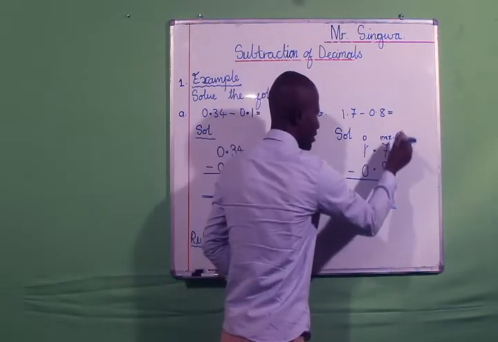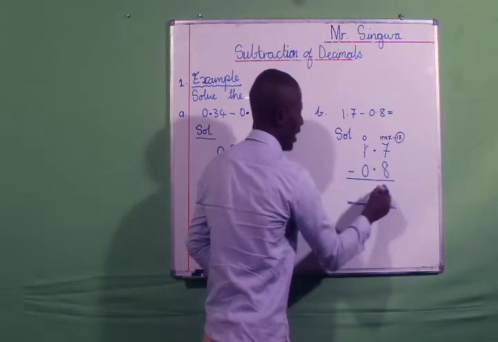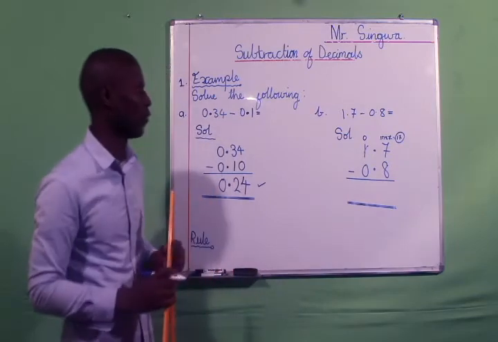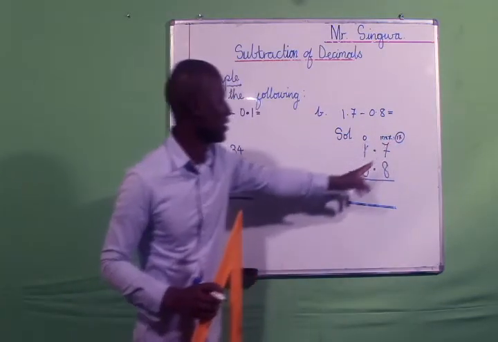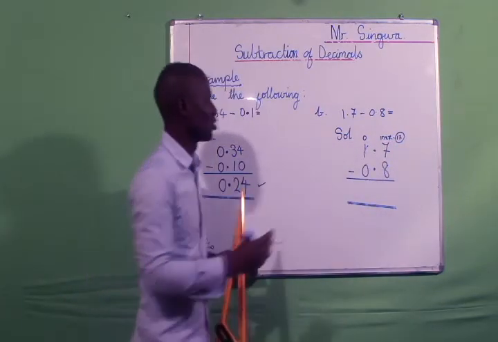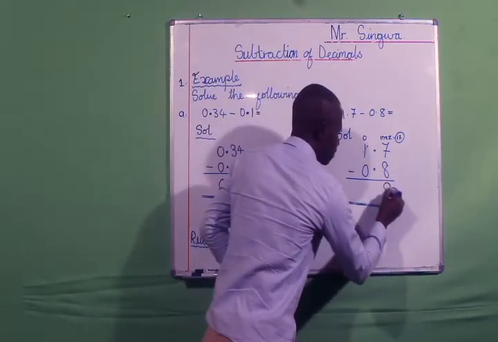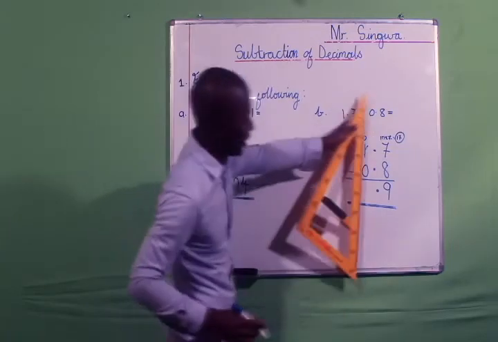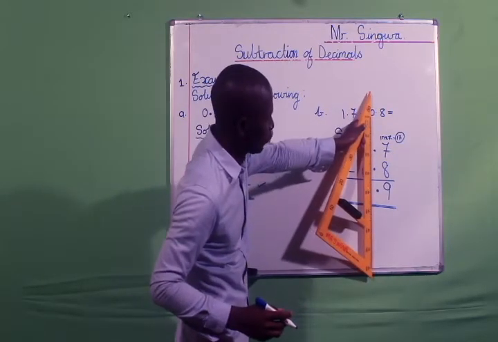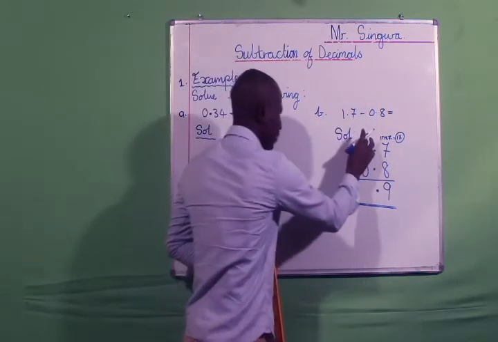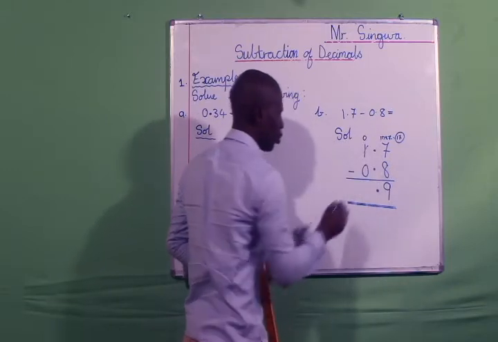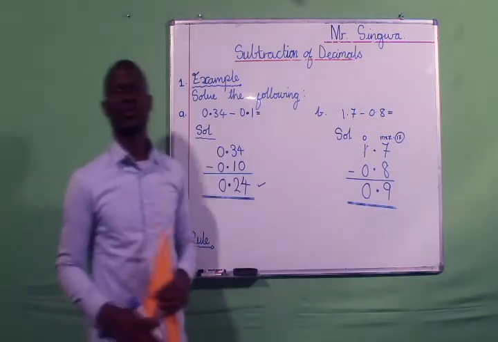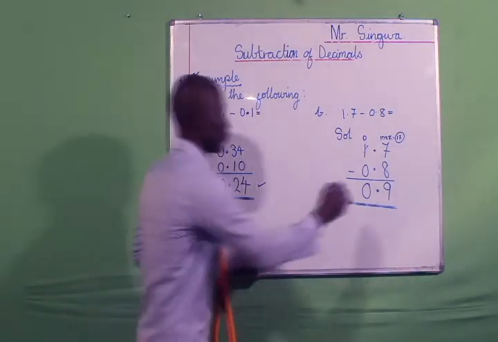Now this 17 minus 8, the answer is going to give you 9. Remember, the point should be in a straight line. When you subtract 0 minus 0, it's going to be 0. Just like that. Bravo.